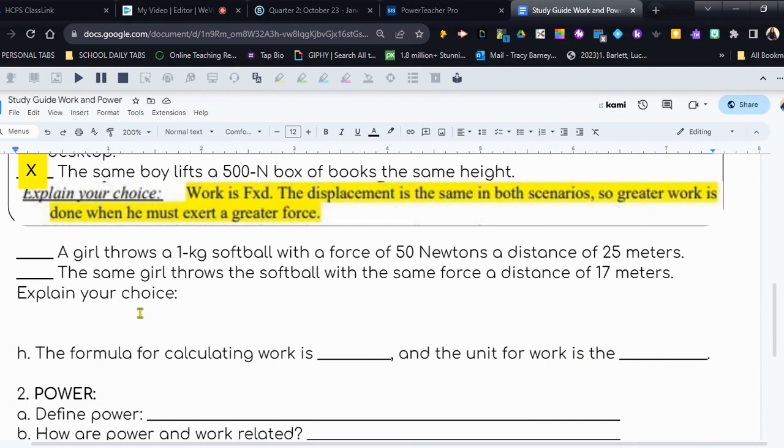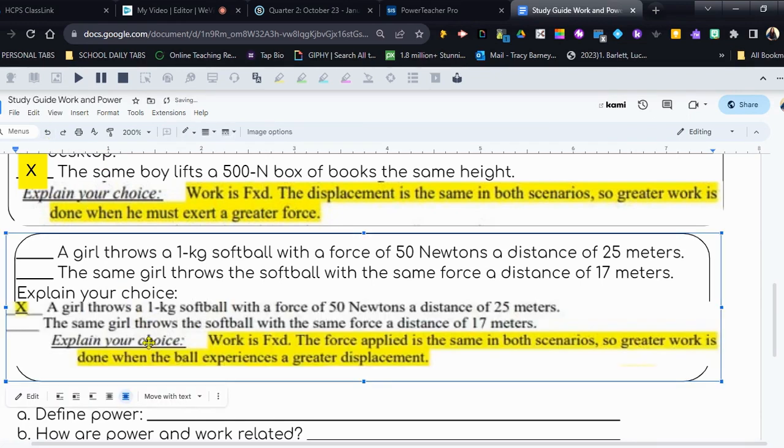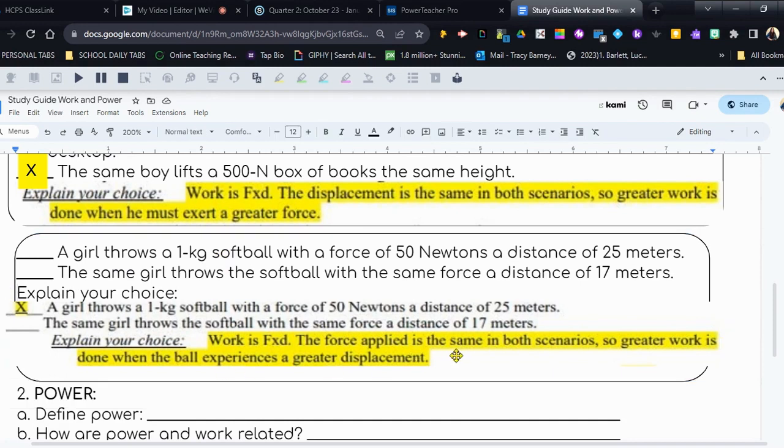All right, the next one, a girl throws a 1 kilogram softball with a force of 50 newtons, a distance of 25 meters. And the next option is the same girl throws a softball with the same force, a distance of 17 meters. So which one is showing more work is going to be the girl that throws the 1 kilogram softball with a force of 50 newtons because work is force times distance. And the force applied is the same direction in both scenarios. So greater work is done when the ball experiences a greater displacement.